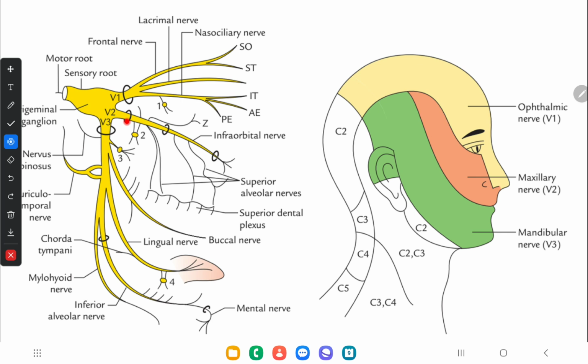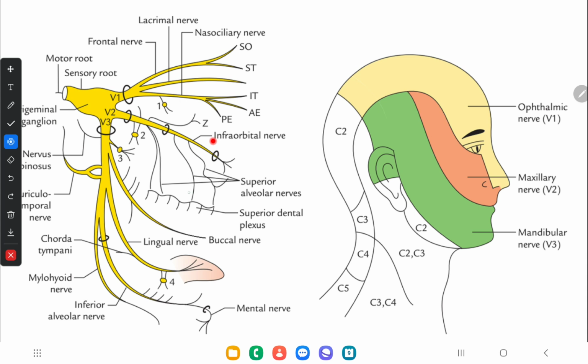It supplies dura mater of the middle and anterior cranial fossa. Then it gives zygomatic branches which supply the skin of the prominence of the face and temple area. Then superior alveolar branches which supply the upper teeth and gums. Then infraorbital nerve, it supplies the lower eyelid, side of the nose and upper lip.